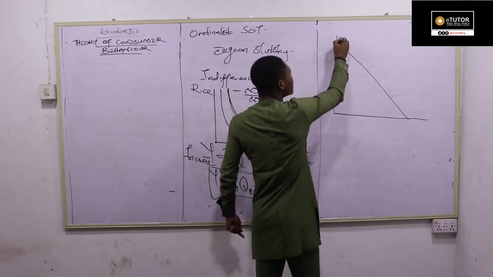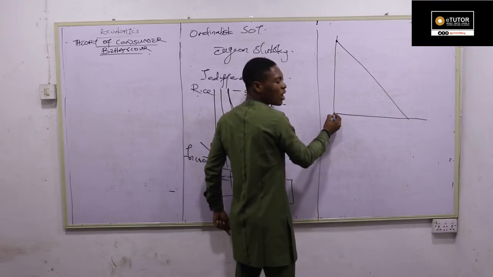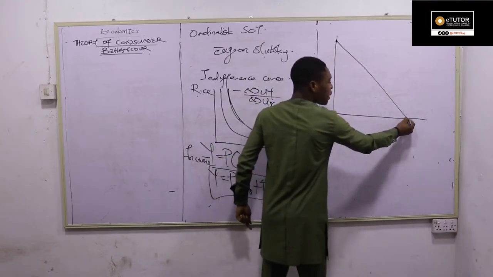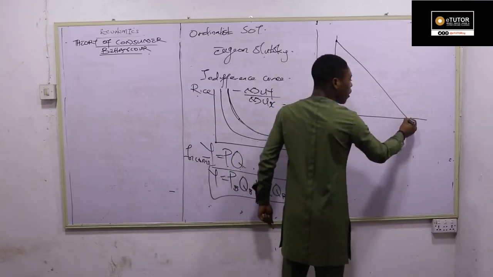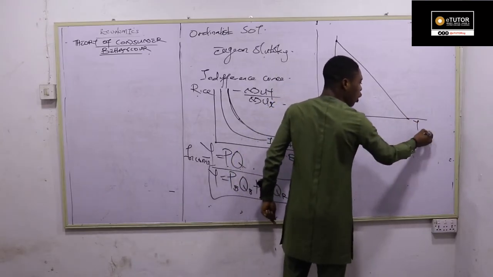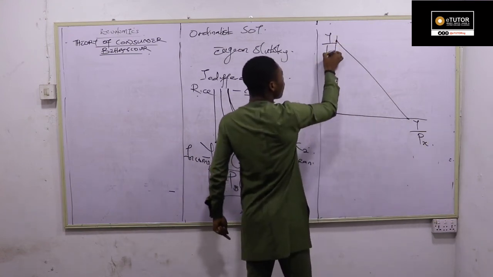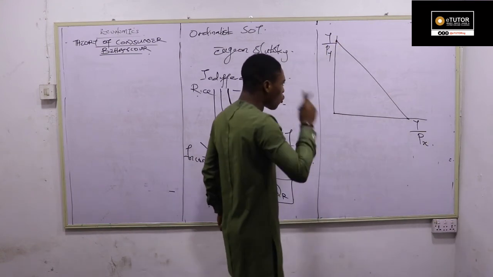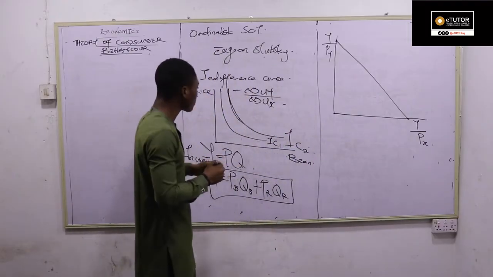So the extreme of this simply means he is not spending money on what? X. The extreme of this simply means he is not spending any money on what? On Y. So that means at the extreme of this, it will be the consumer's income over what? P of X. The consumer's income here over what? P of Y.